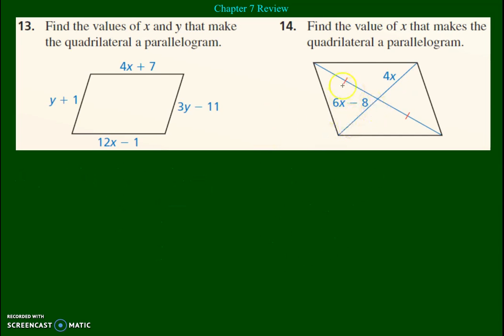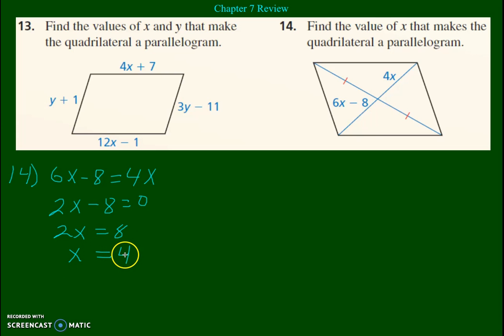Here we're dealing with the diagonals that must bisect each other. So this is the bisecting diagonals converse. This piece has to be equal to that piece. So for 14, 6x minus 8 has to equal 4x. Let's subtract the 4x. 2x minus 8 equals 0. Add the 8. 2x equals 8. Divide by 2. x equals 4. And now on to number 15.